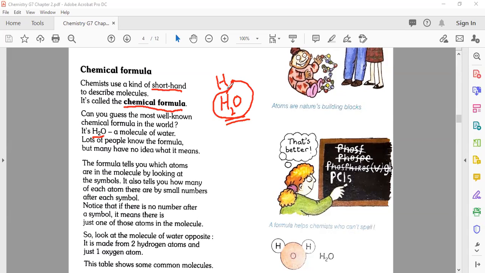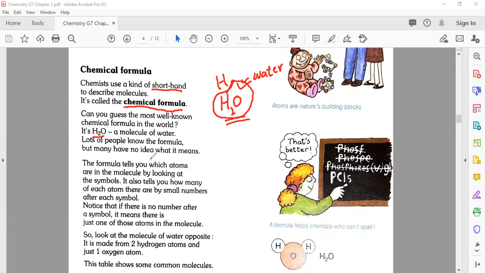Understand, my dear? Lots of people know the formula, but many have no idea what it means. Someone who knows about chemicals, symbols and their representation, or who has read about chemistry, knows that it is the formula of water. But a person who doesn't know about science, elements or symbols doesn't know that it is the chemical formula of water.